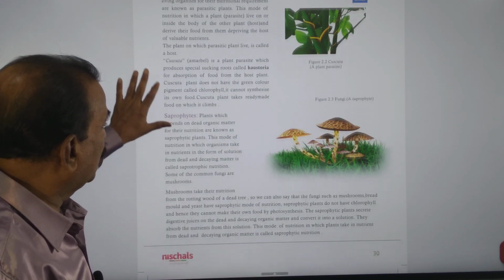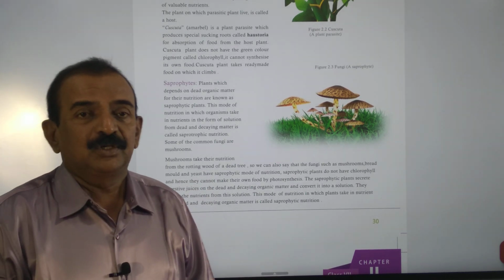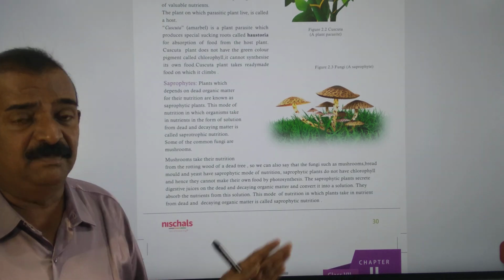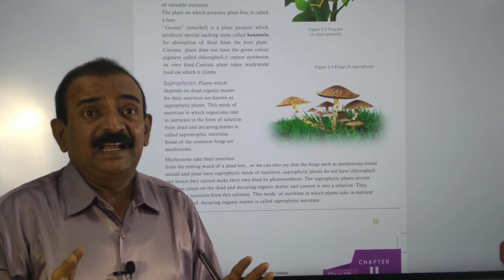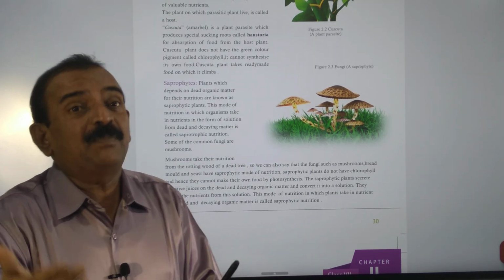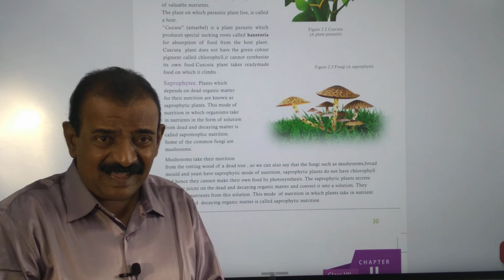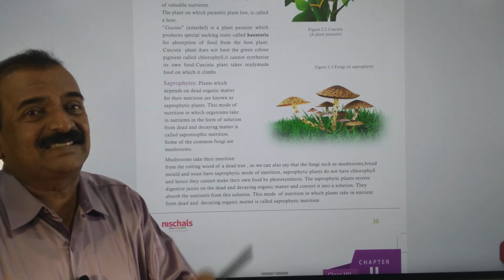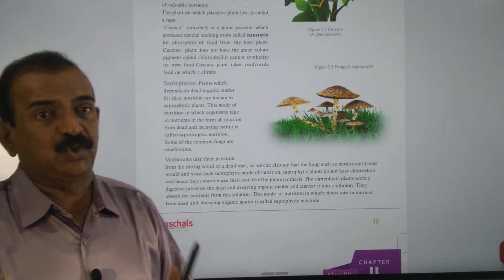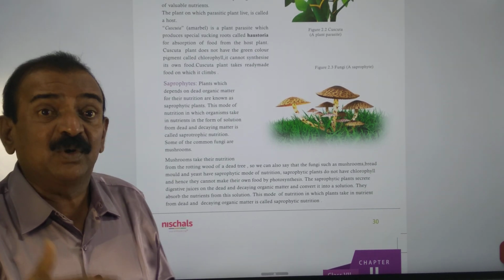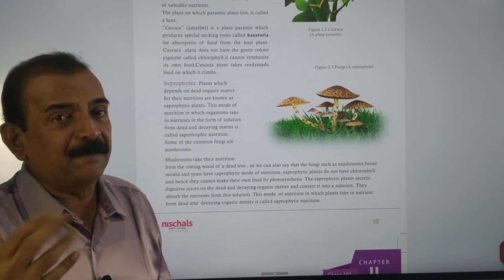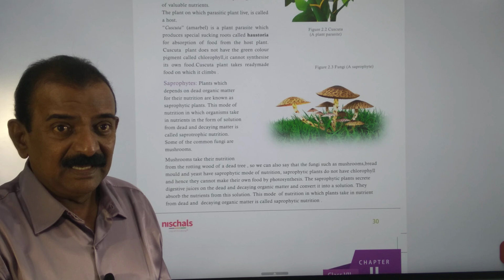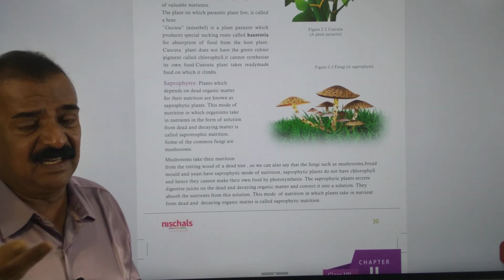Now we need to discuss saprophytes. Saprophytes are living organisms, and they derive food through their body surface, and they do not digest the food inside the body. Those organisms are called saprophytes. Example, mushrooms. Here you are seeing mushrooms, and they grow on dead decaying matter, and they grow on the bark of the plant body, which has dead organic material.